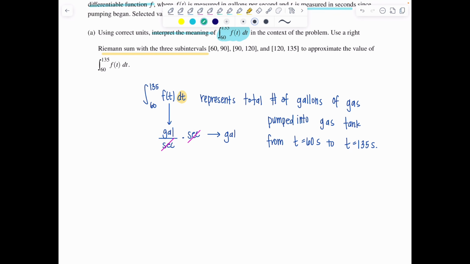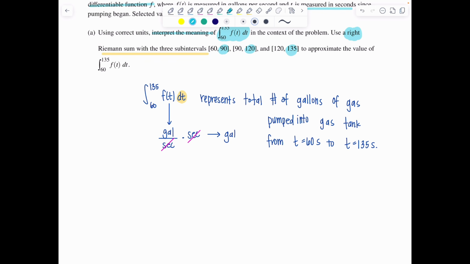So remember, when you have a definite integral, graphically, it represents the area underneath the curve of f of t on the interval from 60 to 135. So if we're using a right Riemann sum, we're going to make three rectangles, each of whose base is given here by the difference, right, the length of the interval. And then the height is going to be determined by the function value at the right endpoint. Why? Because they told me use a right Riemann sum.